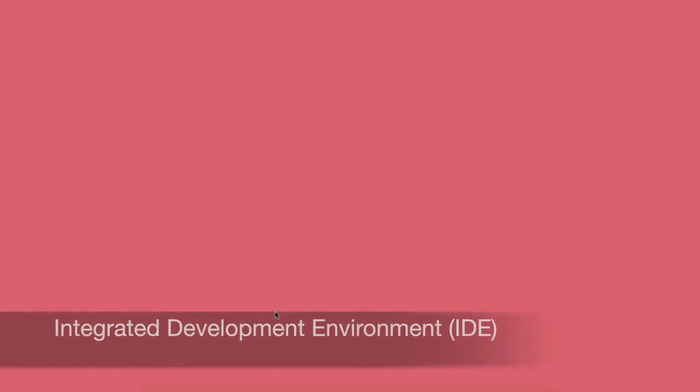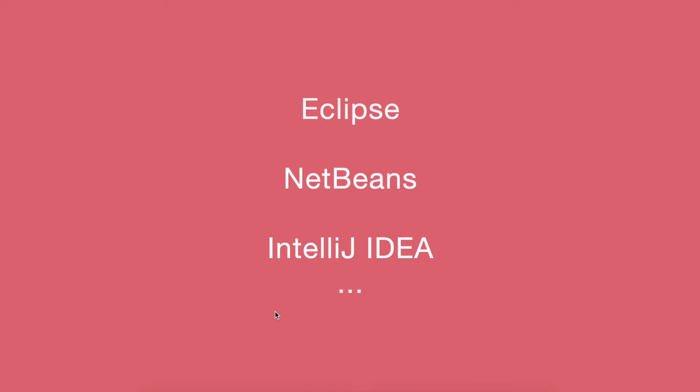So IDE stands for Integrated Development Environment and is a software application which provides comprehensive facilities to computer programmers for software development. An IDE normally consists of at least a source code editor, build automation tools, and a debugger. For writing a Java program, there are several options. We can use Eclipse, we can use NetBeans, we can use IntelliJ IDEA, etc.